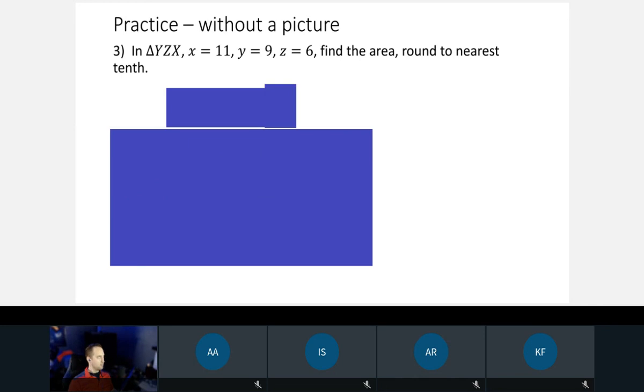All right. Everyone try this problem. In triangle YZX, x is 11, y is 9, z is 6. Find the area, rounded to the nearest tenth. Ready, go. A minute and a half.